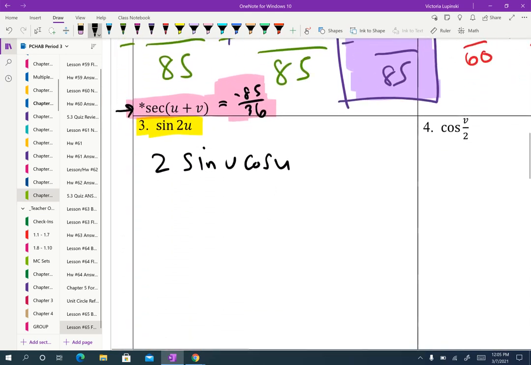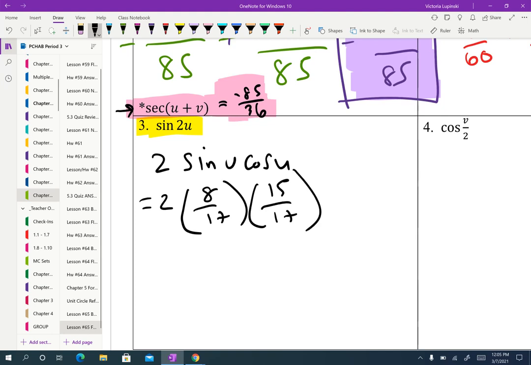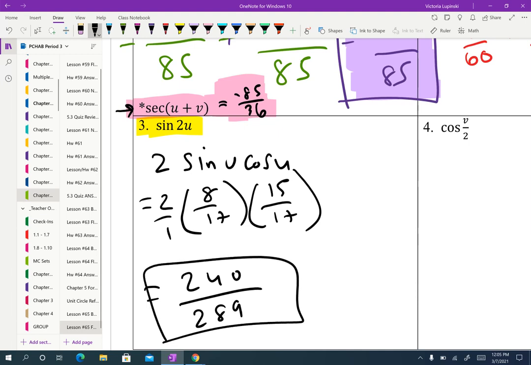So this is going to be equal to 2 times the sine of u, which is 8 over 17, times the cosine of u, which was 15 over 17. Make sure you remember when you're multiplying, technically that's 2 over 1. So you'd multiply all the numerators, which would be 2 times 8 is 16 times 15 is 240, and then 1 times 17 times 17 is 289. Again, I don't want you to turn that into a decimal. If you could reduce that fraction, I would like you to do that, but you can't, so you're done.